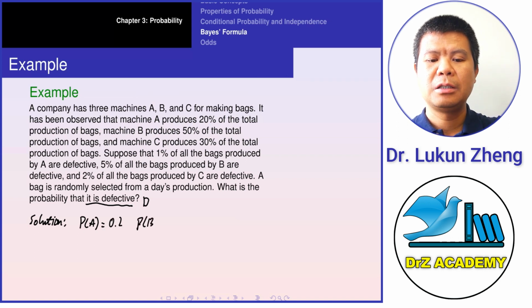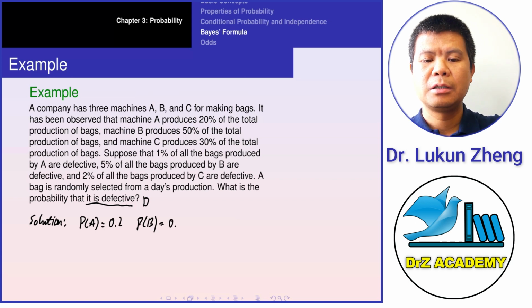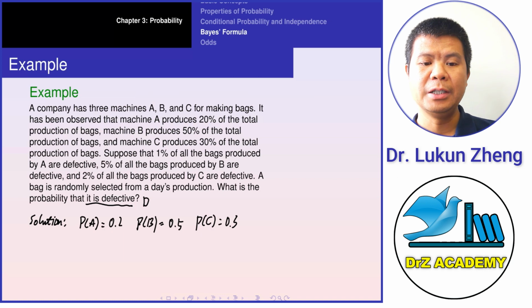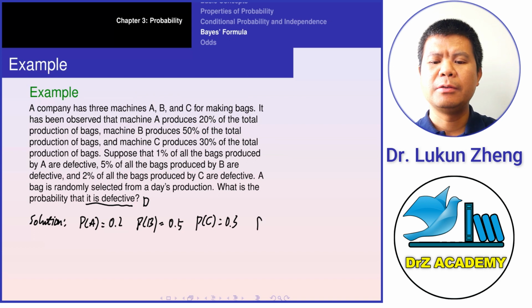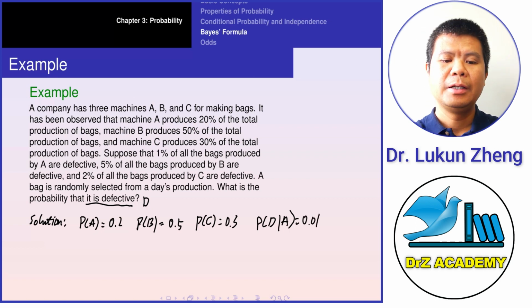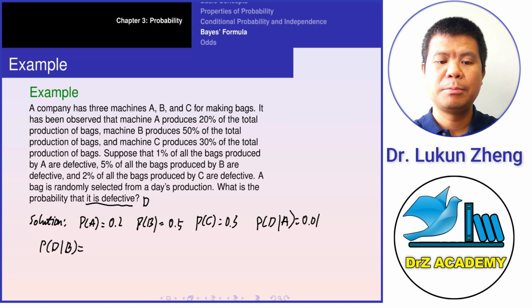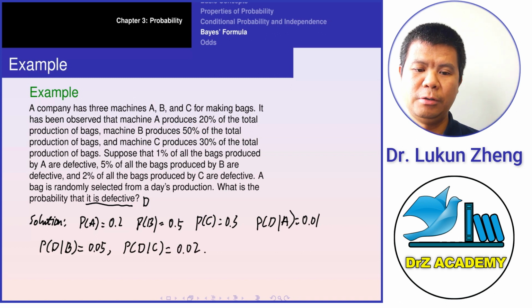P of B is 50%. P of C is 30%. And we also know the conditional probability rates. So the defective rate for A is 1%. That is to say, the probability of D given A is 0.01, right? And similarly, the probability of D given B is 0.05, and the probability of D given C is 0.02. All right, so we have these conditional probabilities.